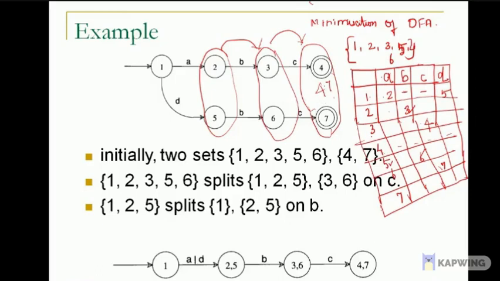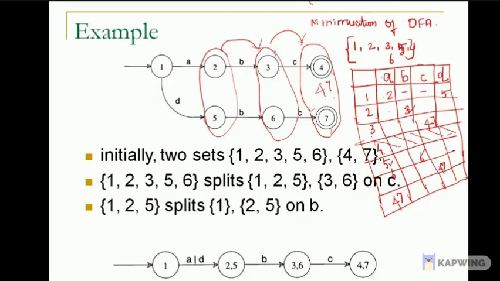Okay. Now, if I make this as 4, 7, I have to make changes in this 3 transition. 3 on C, it is moving to 4, 7. I am renaming this state as 4, 7. Similarly, 6 on C, it is going to 4, 7. Okay. Let me cut this table, and instead of this, I am making this as 4, 7. So one state is reduced.